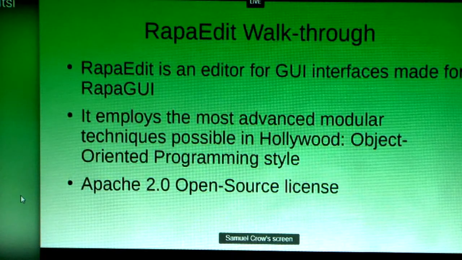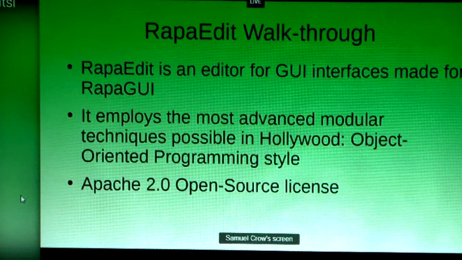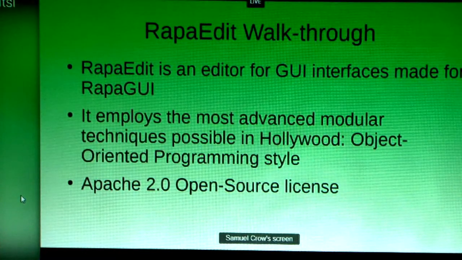The RapidEdit GUI builder I wrote for RapidGUI was written to demonstrate advanced object-oriented techniques on Hollywood. Its modularity helps programmers work independently on different parts of the code. Since it's under the Apache 2.0 license, anyone is welcome to join the development team. Plug, plug.